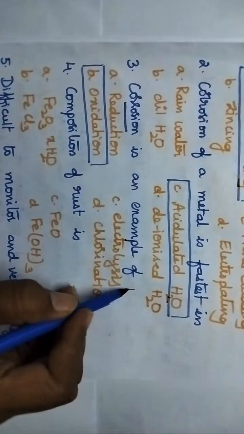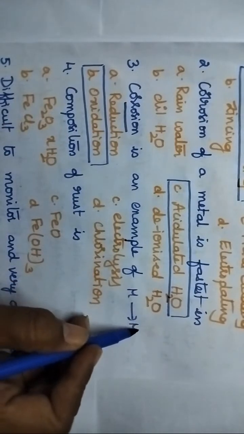So, through corrosion, what happens? A metal will be converted into the corresponding metal ion. That means it is nothing but an oxidation process. So, option B is the right answer. Very good, Rajeshwari. Moving to the fourth question.